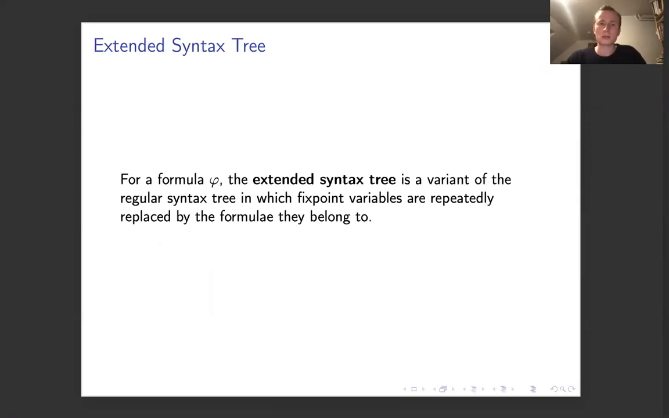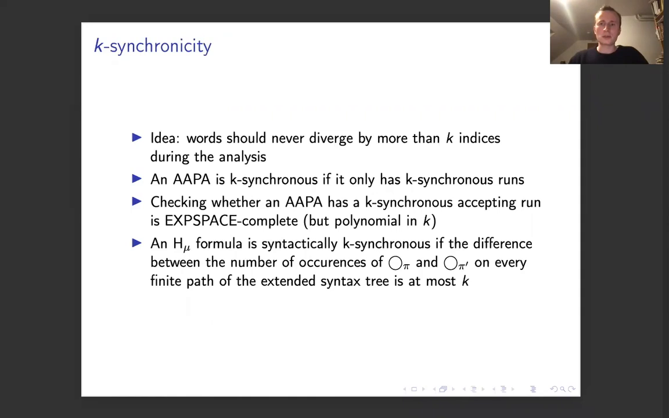To discuss restrictions and approximations of asynchronous hyperproperties, we first need a small technical notion, namely the notion of an extended syntax tree of a formula. And basically, this is just the regular syntax tree, which you all know. And then we iteratively replace fixed point variables by the formulae they belong to in order to obtain a possibly infinite tree. The first restriction we want to discuss is k-synchronicity.